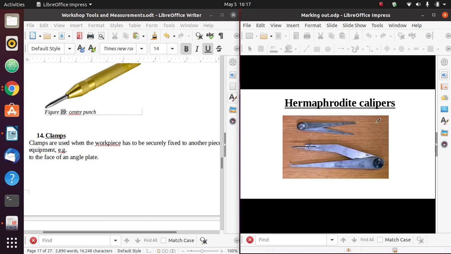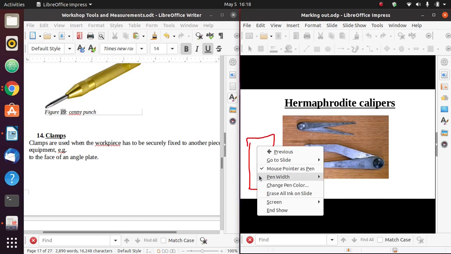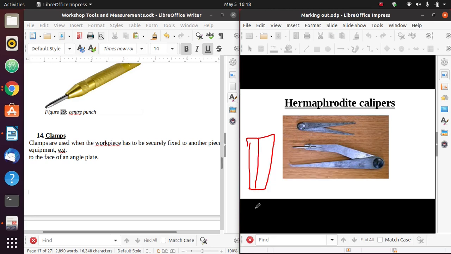Now we have something known as hermaphrodite calipers. For example, I have a workpiece that is rectangular in nature, and I want to draw a line that is parallel to my datum. Let's say this edge is my datum. You'll see that one leg of this hermaphrodite caliper is straight and one leg is curved. The straight leg has a provision at the end such that I will place it on the datum.